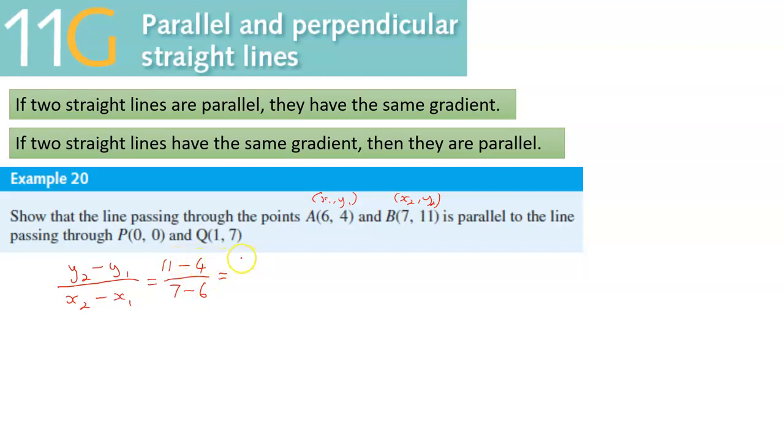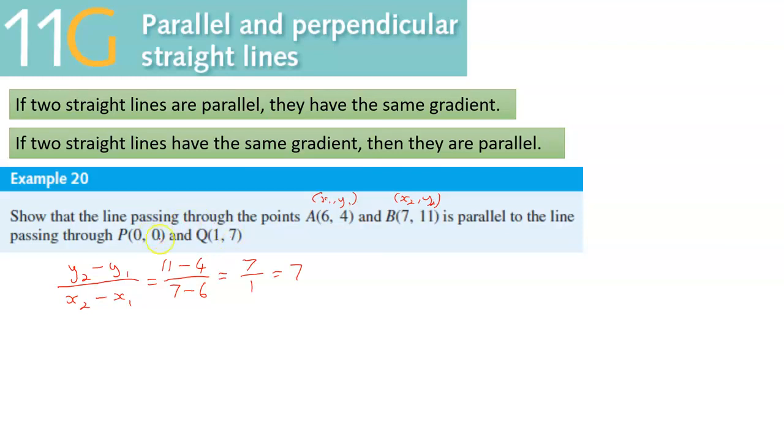11 minus 4 gives me 7. 7 minus 6 gives me 1. 7 over 1 is just 7. So the gradient of the line segment AB equals 7. Let's have a look at PQ then.